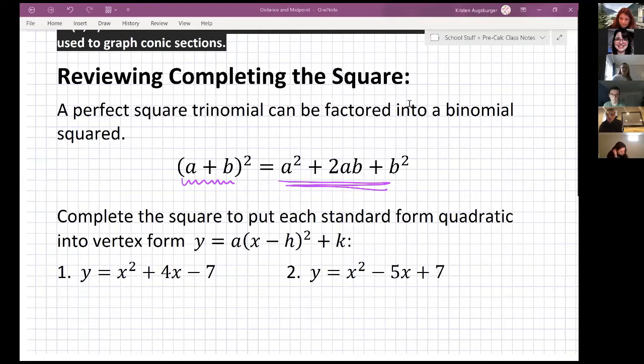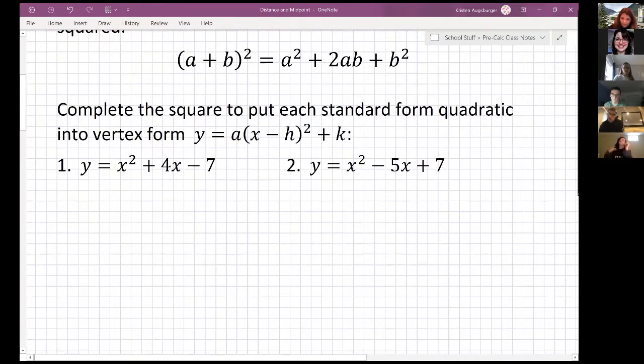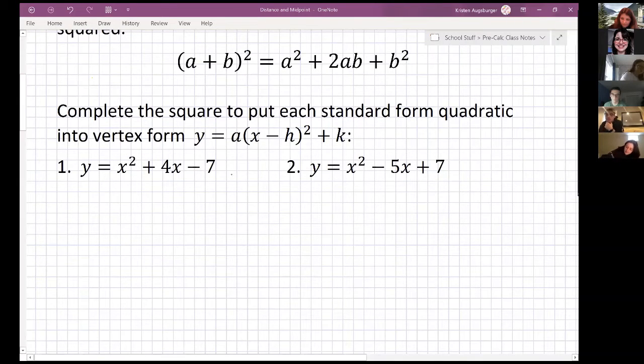Record. Here we go. So completing the square again. This is probably one of the most important aspects of the entire unit, simply because we're going to be doing completing the square with each of the conic sections that we have. It's really, really important. So the first thing I want you guys to do is see what you can do to use completing the square to put these two problems into that vertex form.